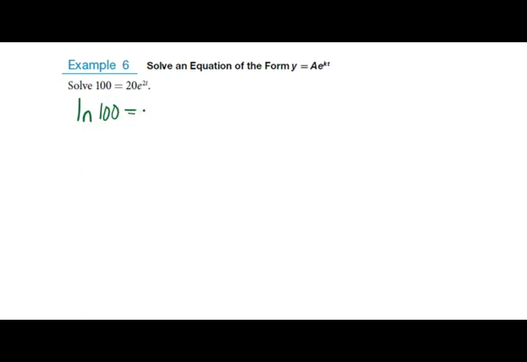Natural log of 100. Actually, let's go back. I could have made that simpler. So I could have started out by dividing by 20, which would probably have been the best bet there, because it gets us down to the e and gives us some smaller numbers. So 100 divided by 20 is 5, and I have 5 equals e to the 2t. Now if I natural log both sides, a lot more manageable.